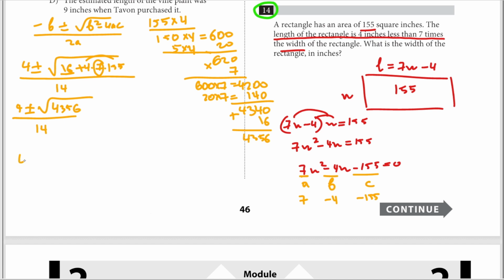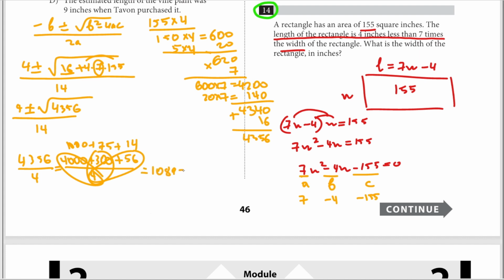4356 is divisible by 4, because 4 is a perfect square, so this turns into 4000 plus 300 plus 56 all over 4. This is 1000. This is 75. And 56 divided by 4 is 14. When we add them up, we get 1089. And I do know that 1089 is equal to 33 squared. And if you don't know, you should join the group. Our group on Discord, we have some formula sheets and timetables, extended timetables, and that's where you learn that 33 squared is 1089.